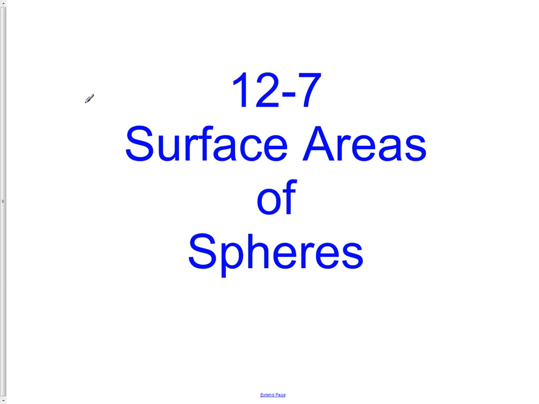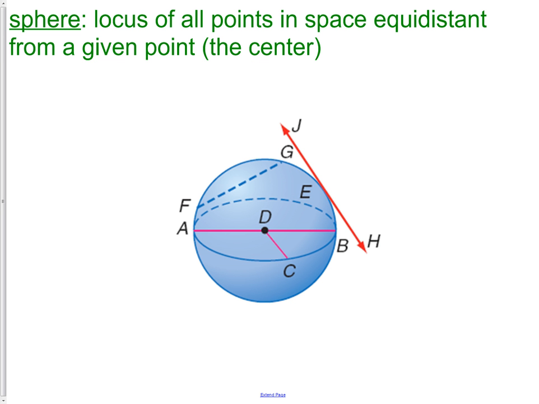Our last area for the study of surface areas is the surface area of spheres. A sphere, first off, is the locus of all points in space equidistant from a given point, the point being the center. So in this picture, we have a sphere which would be called sphere D.